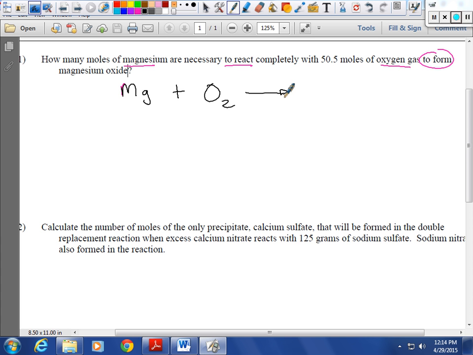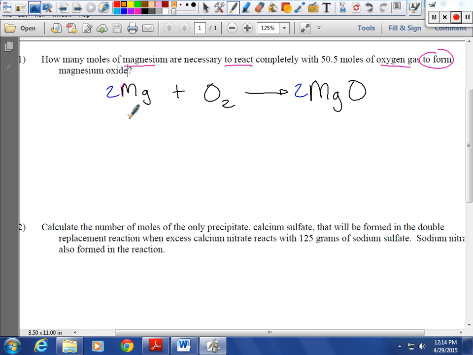Now, what are your charges for both of those? 2 plus and 2 minus. They're going to cancel, leaving you with MgO. Now, if you didn't check your charges there, you might have gotten lucky, but just because they cancel. But in this case, they do. So, is it balanced? Nope, I need a what? 2, 1, 2, right?